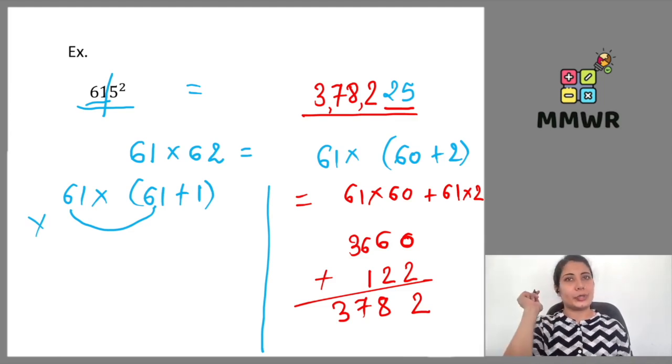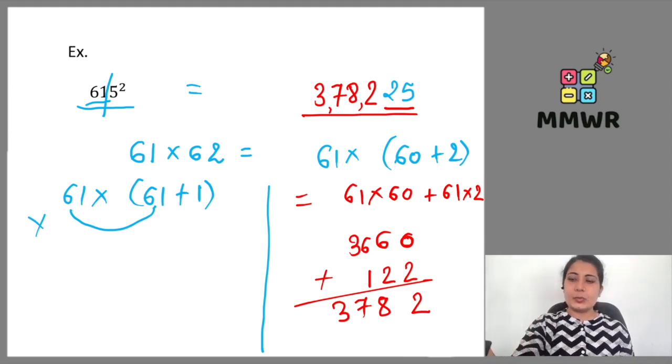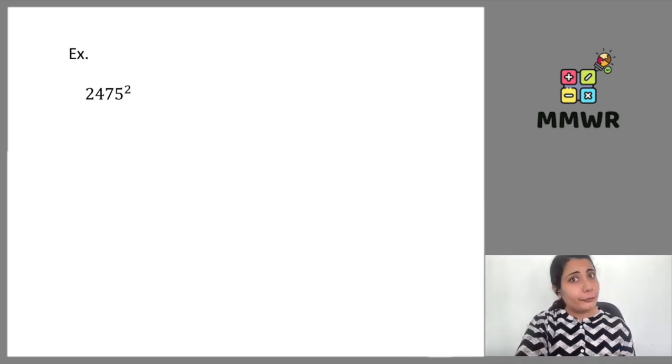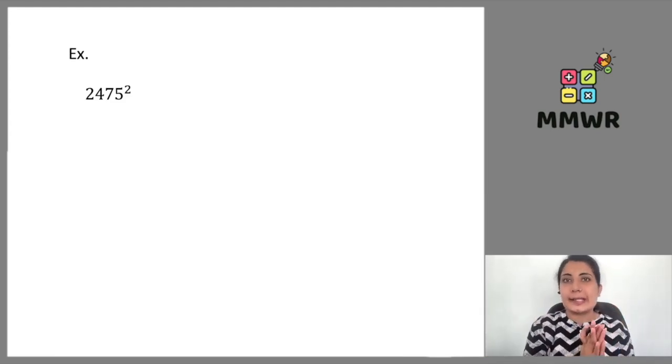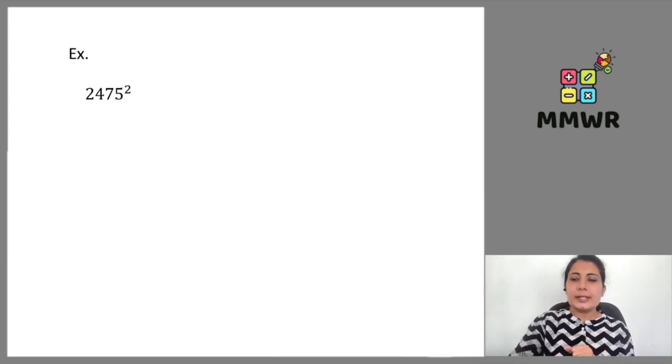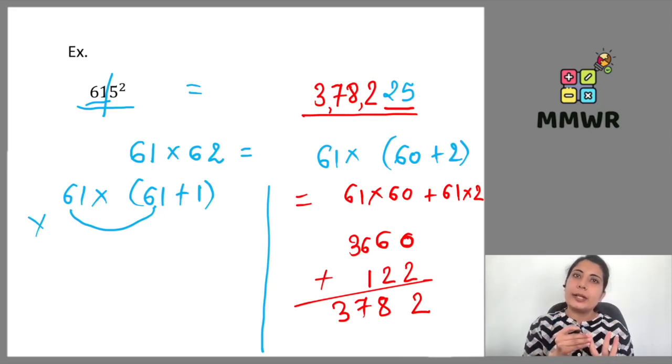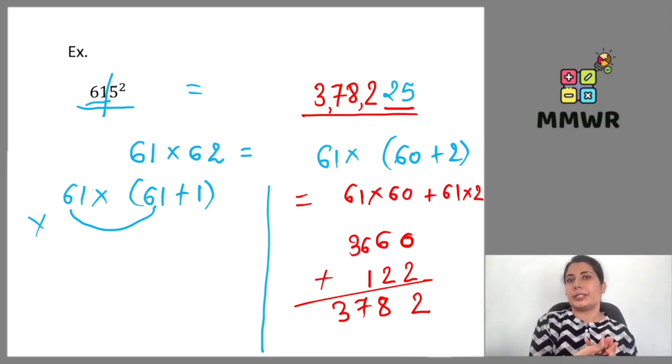I hope this is so easy for you to apply anywhere, wherever you find a number which is ending up with 5 at the unit place. Let's move to look at the next example. Here we have a 4-digit number. That means after separating 5 from the rest of the number, we'll be having a 3-digit number, 247. Right? In the previous case, we had a 3-digit number, 615. So 5 was in one group and 61 was in another group.